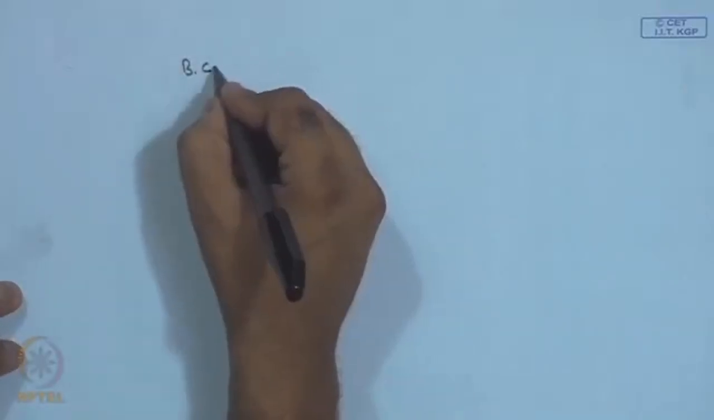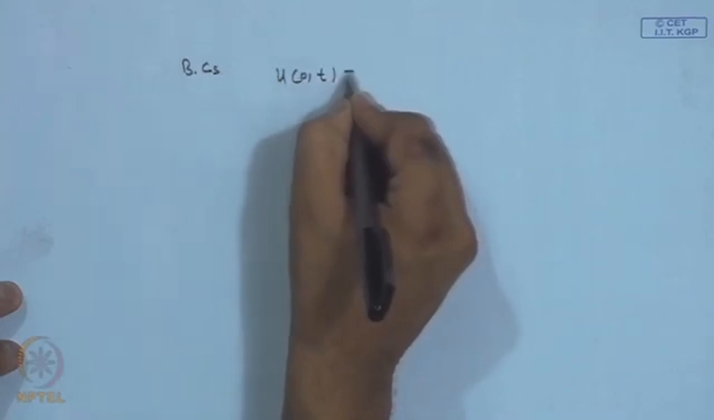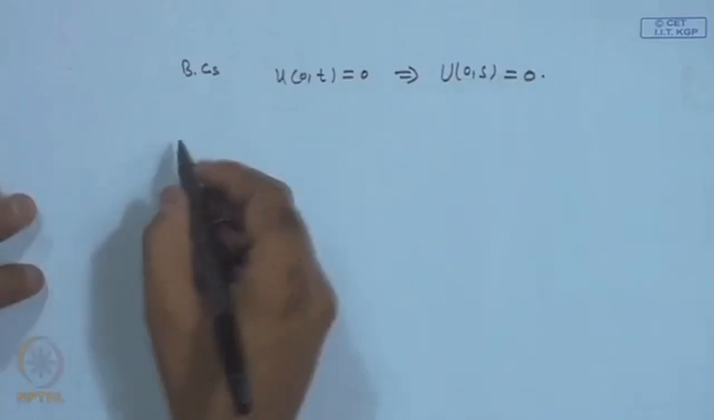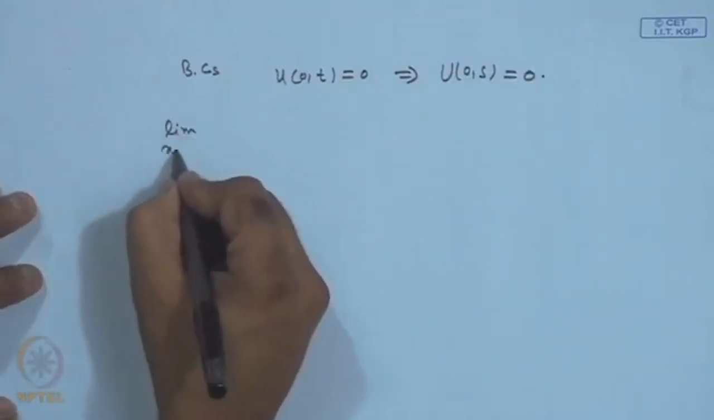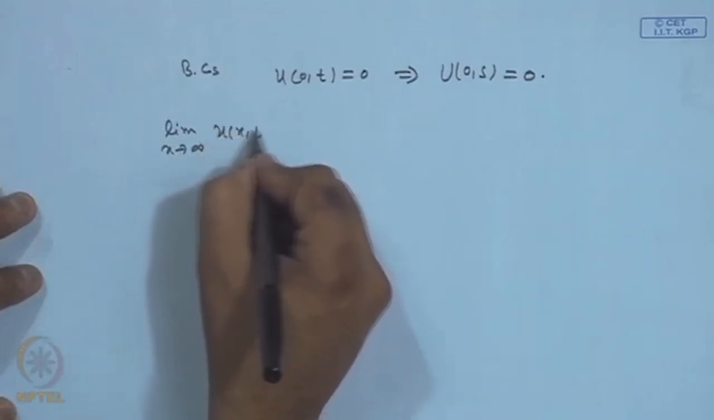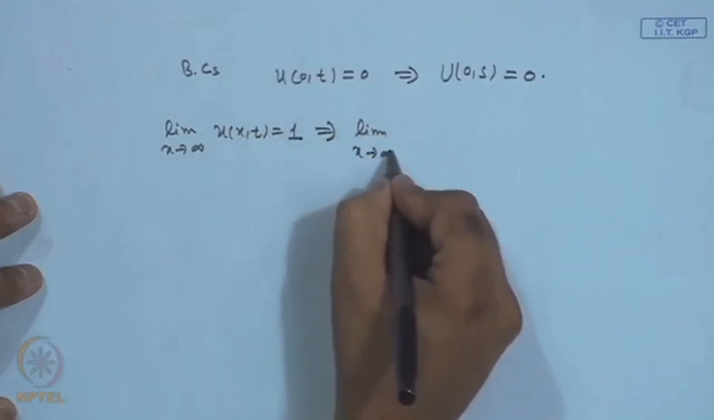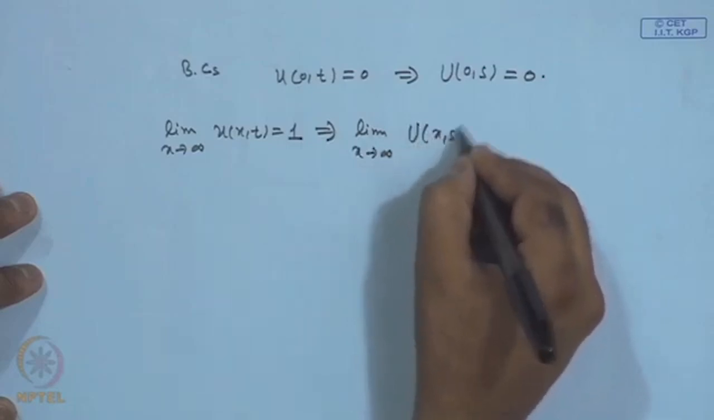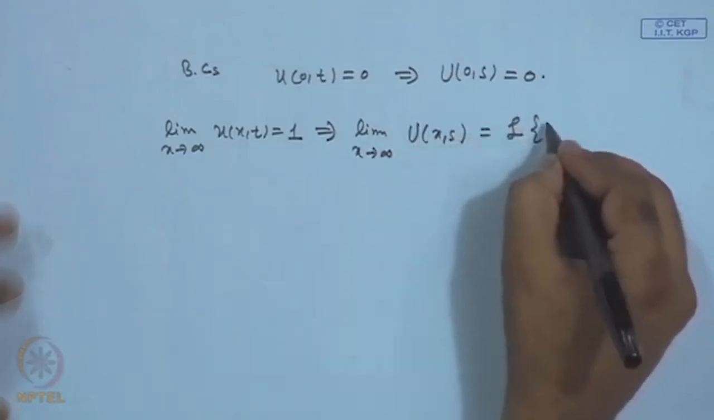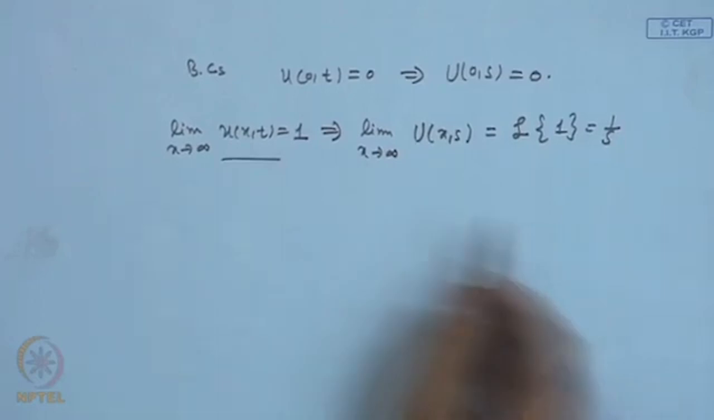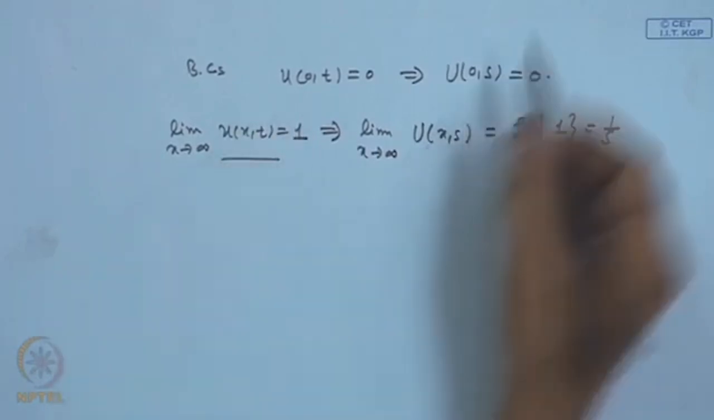So, now we consider the boundary conditions. The first boundary condition was u(0, t) = 0, and from here we get that u(0, s) = 0. The second boundary condition is that as x approaches infinity, u(x, t) is 1, and this implies the limit as x approaches infinity of u(x, s), the Laplace transform of 1, will be 1 over s. So, we have taken the Laplace transform on both sides of the differential equation, and now we use these to get the constants.